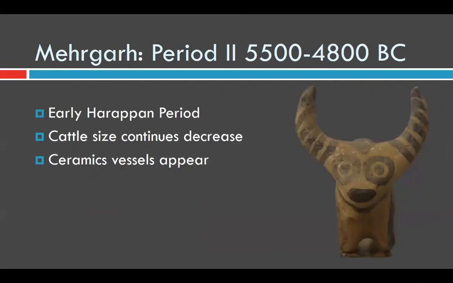Here you can see early Harappan period. This little cattle ceramic figurine is sort of representative of some of the artistic expression, and it shows the importance of that cattle domestication. One way we know that cattle are being domesticated is they decrease in size from the wild varieties. The domesticated varieties are a little smaller and less aggressive, especially their horns. And ceramic vessels begin to appear during the second period of Mehrgarh.